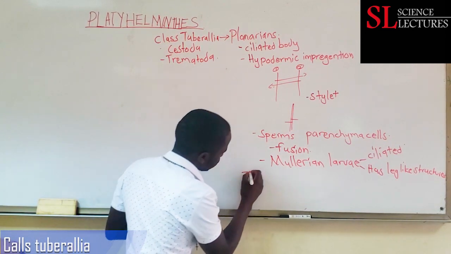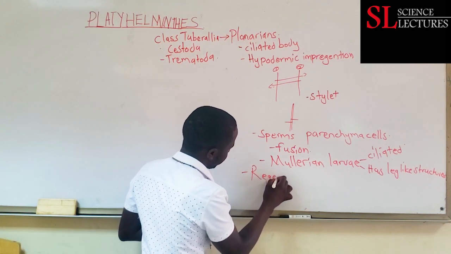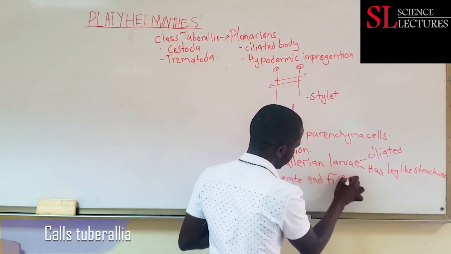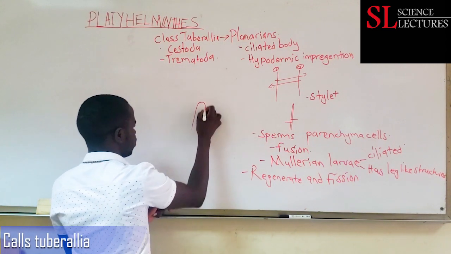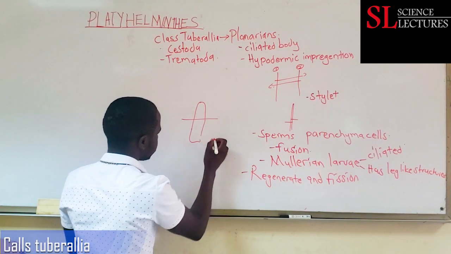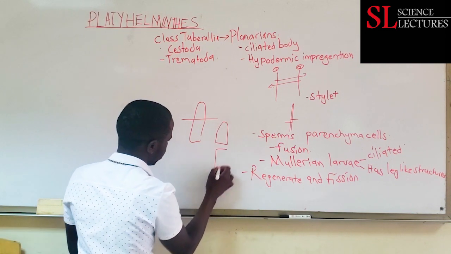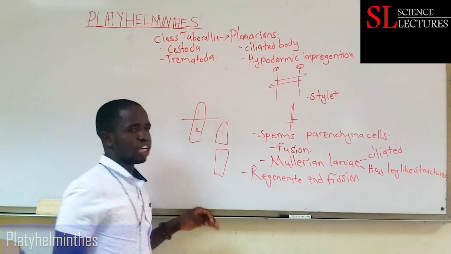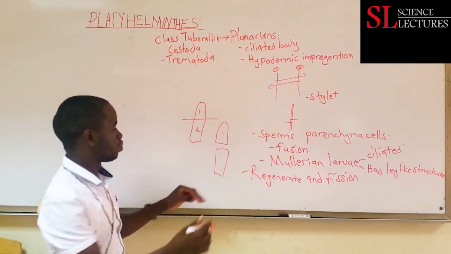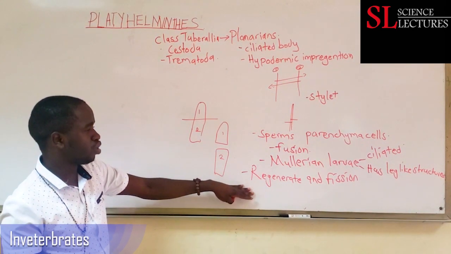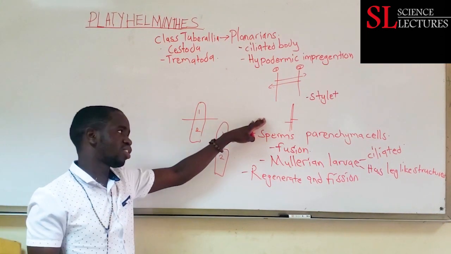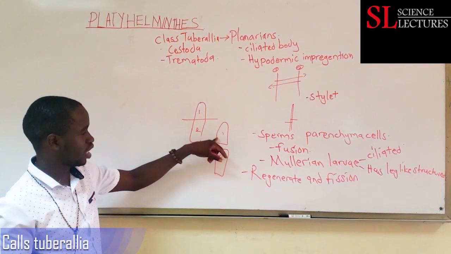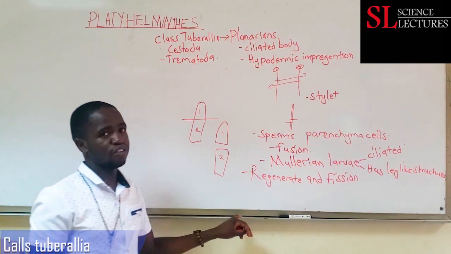Still, these organisms have the power to regenerate, and they undergo fission. So I'm assuming I have my organism, this one. This organism can be split into two. I get this one, and I get this one. This is part one and this is part two. Part one shall regenerate and form a fully grown organism, and part two shall also regenerate and form a fully grown organism. In fact, there is research being carried out by scientists to find out which cells these organisms possess that enable them to do that, and they are planning to use it in further science.